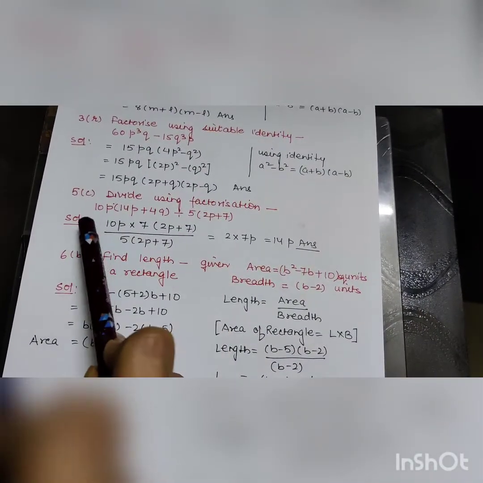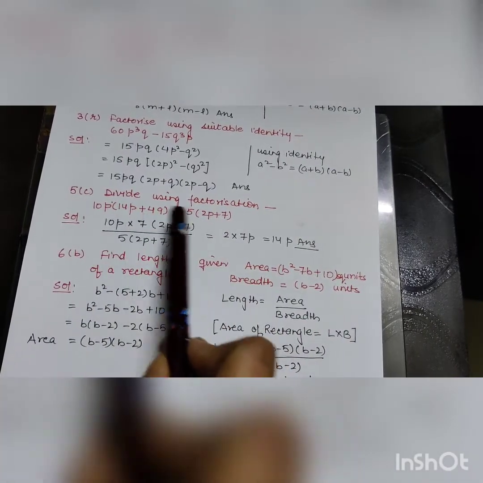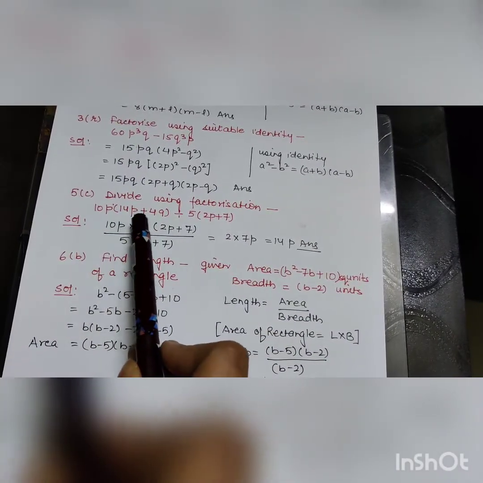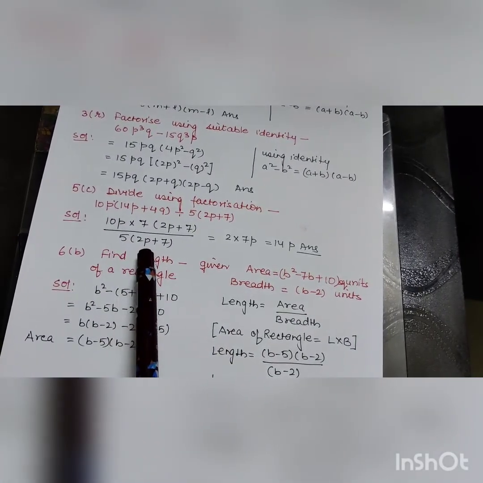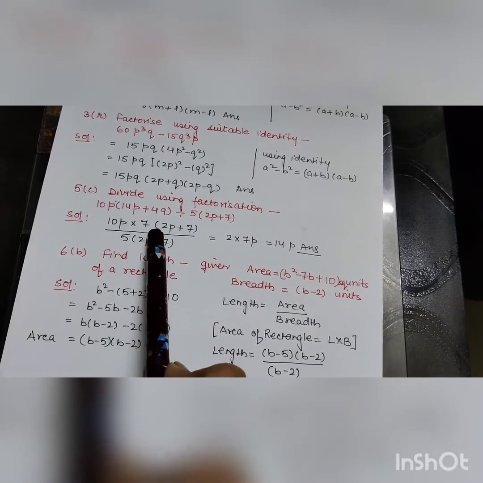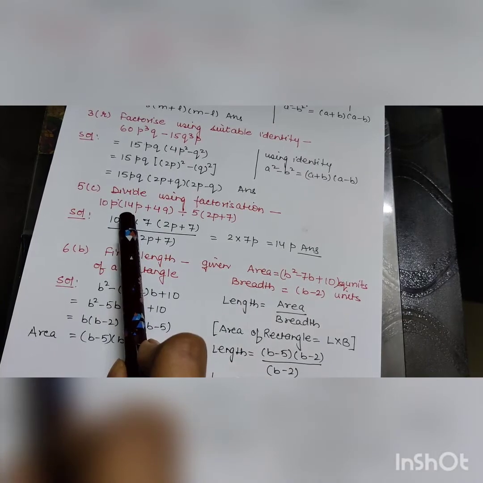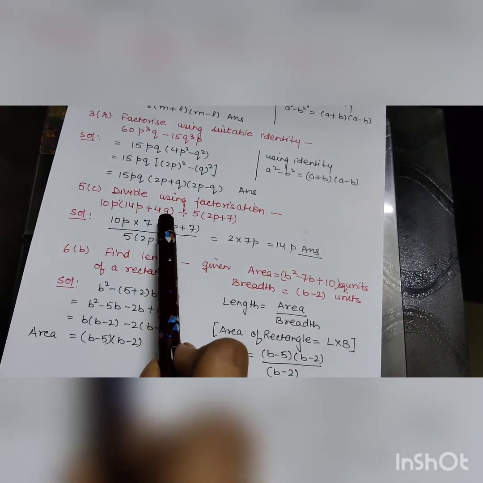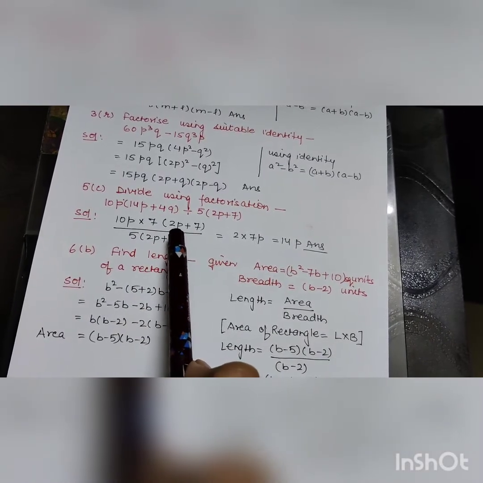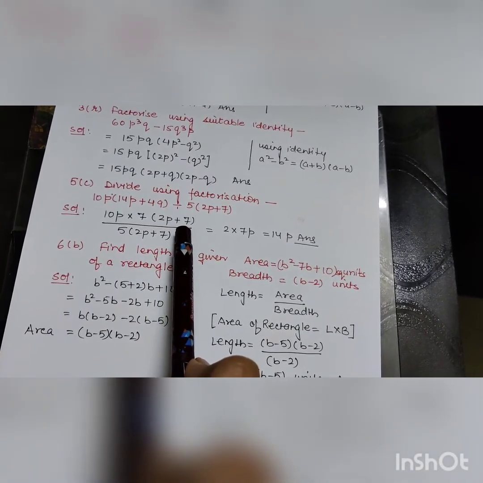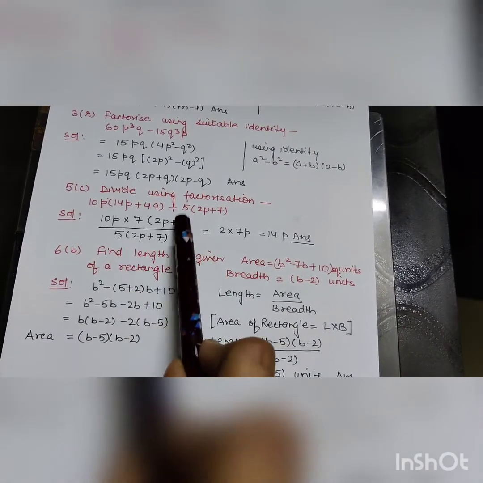Now question number 5C, divide using factorization. Simply we have to divide these, and in the form of division we can write it like this. What we have done is we have taken 7 common out of these two. Out of 14 you can take 7 common, and out of 49 you can take 7 common. After taking 7 common in both, we are left with 2P plus 7. And 2P plus 7 was in the denominator also, so it is going to cancel out.